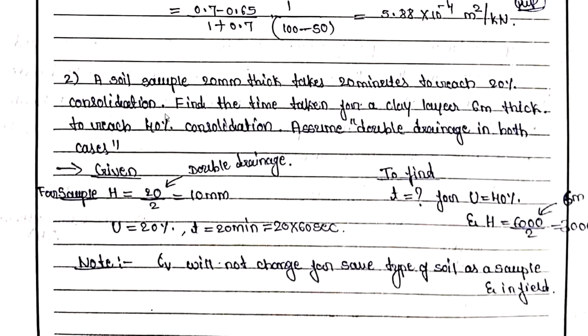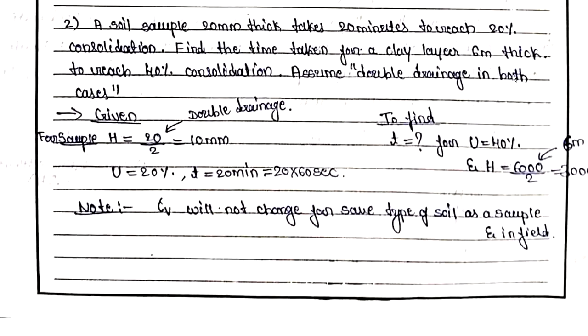They have given a particular sample on which they have conducted a test, which says that a 20 mm thick sample takes 20 minutes to reach 20% consolidation. Based on this, they have asked us to find the time taken for the clay layer of 6 meters thick to reach 40% consolidation. Assume double drainage in both conditions.